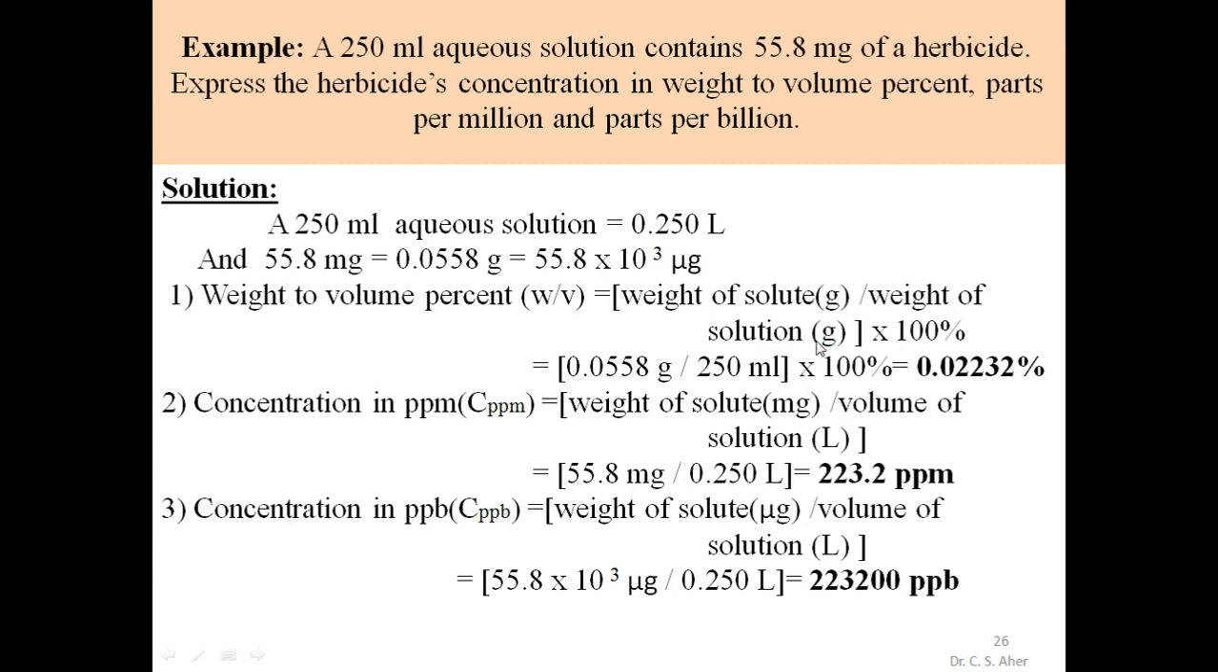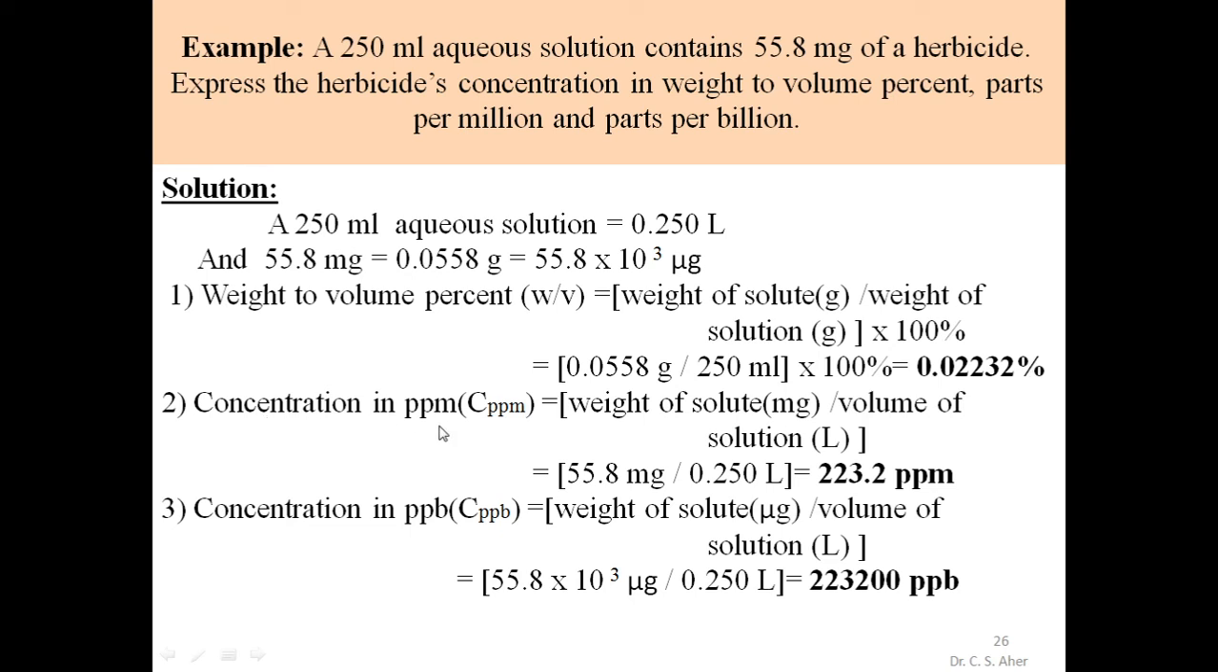Sorry, weight to volume. So this is in ml of solution, that is 250 ml solution. Dividing this and multiplying by 100, we get 0.02232%.